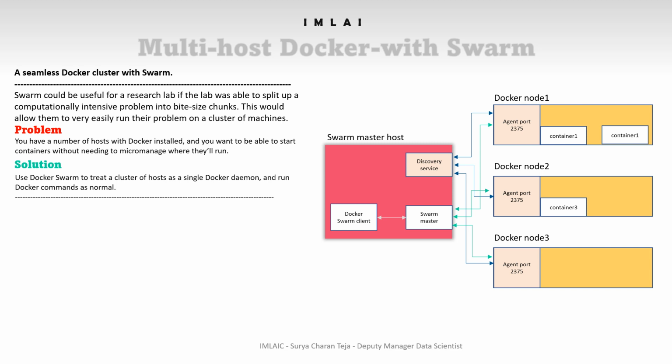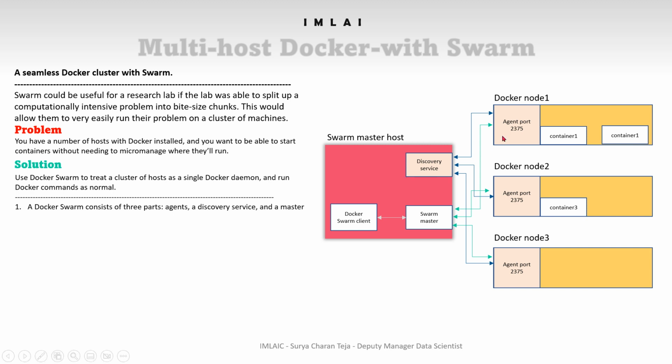Normally a Docker Swarm consists of three parts: an agent, a discovery service, and a master. Agent, discovery service, and master. This figure shows how these three parts would interact with each other on a Docker Swarm with three nodes.